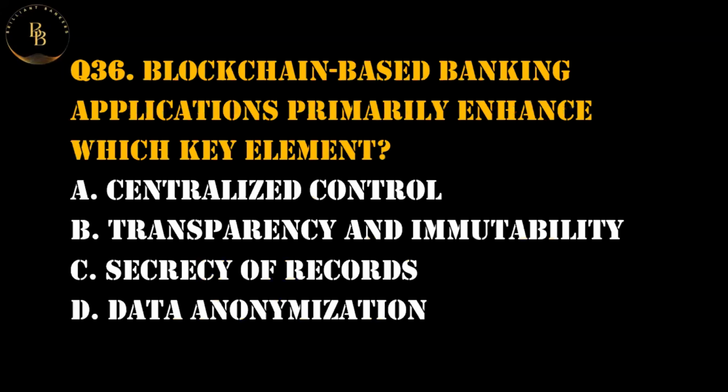Question number 36. Blockchain-based banking applications primarily enhance which key element? Is it centralized control, transparency and immutability, secrecy of records, or data anonymization? So blockchain ensures tamper-proof, time-stamped ledgers where transactions are verified by consensus. This transparency benefits trade finance and cross-border settlements also.